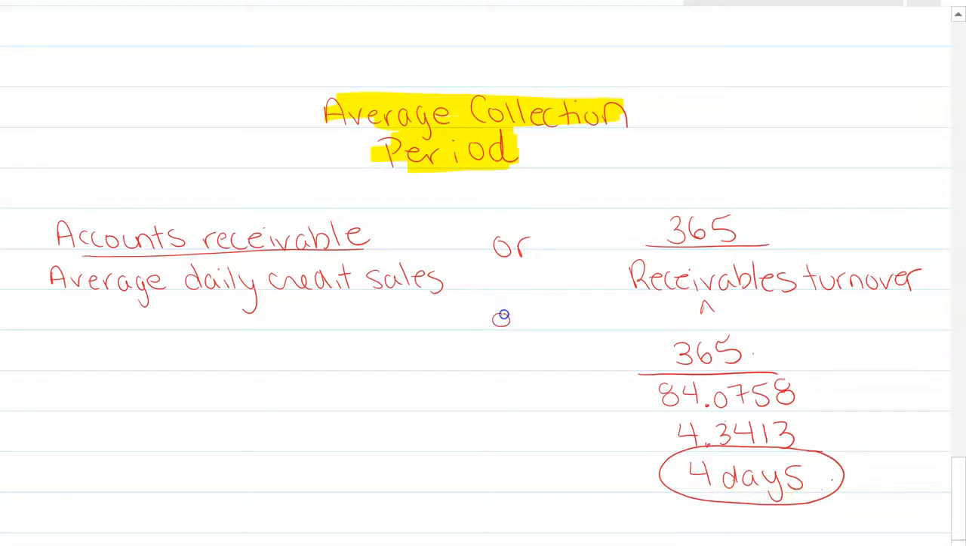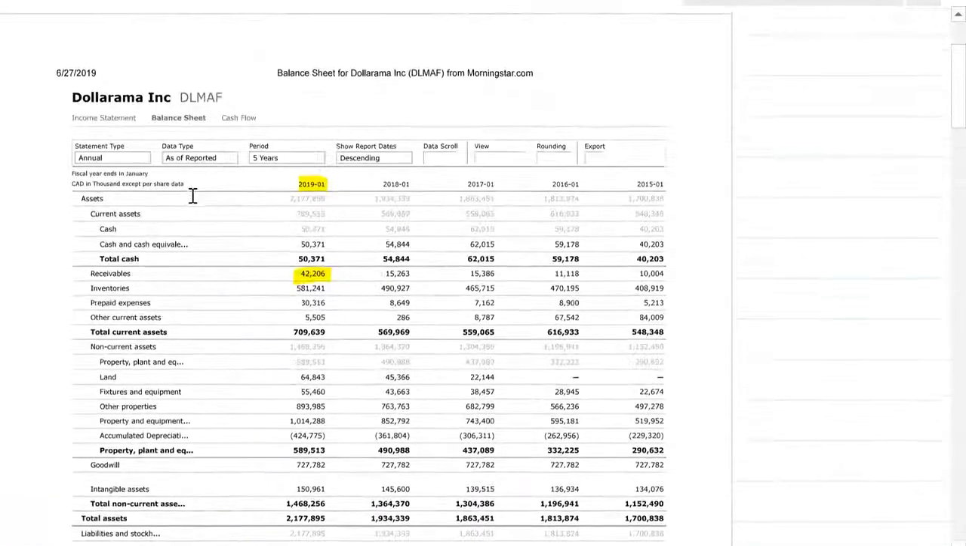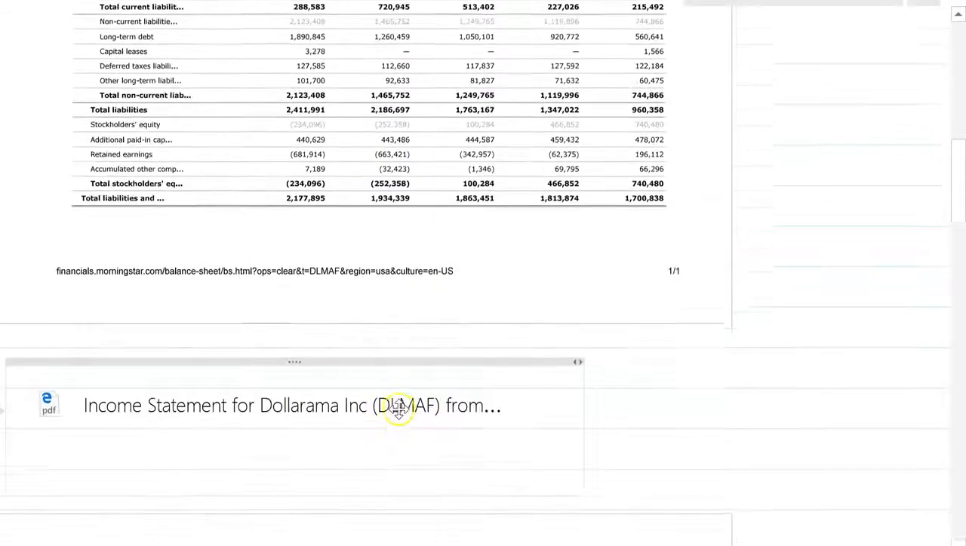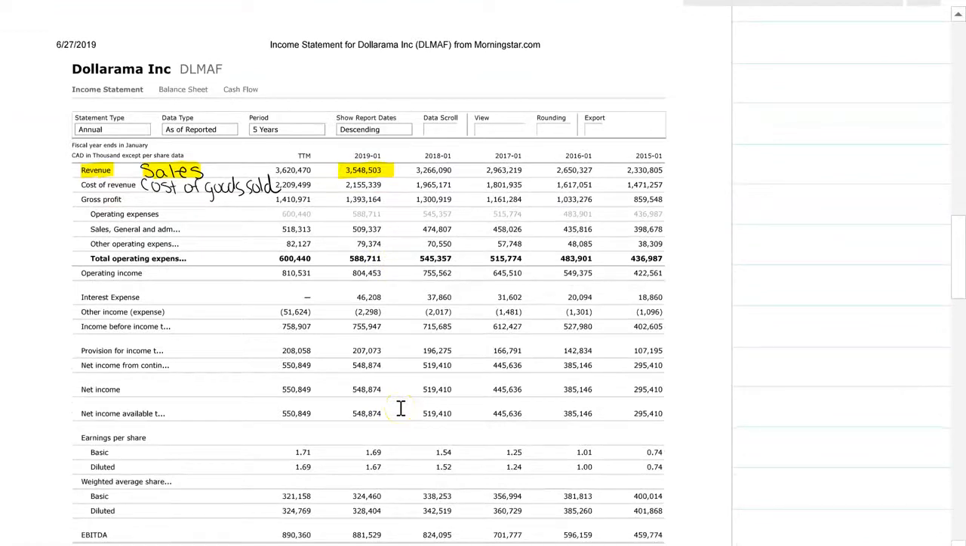Okay, now the other way that you can do it is just using the accounts receivable and divide that by the average daily credit sales. So again, I'll show you where we got the accounts receivable. That was on the balance sheet, and that was the 42,206. And then the average daily credit sales. So if we look at just the regular sales, and again, because they don't segregate the credit sales for us, we'll just use all of them. This is the amount for a year. So if you take that amount and divide that by 365, that will give you the daily sales.